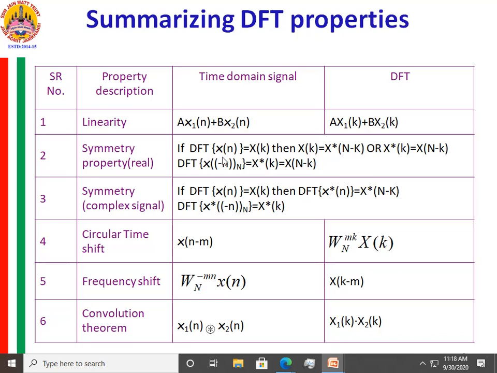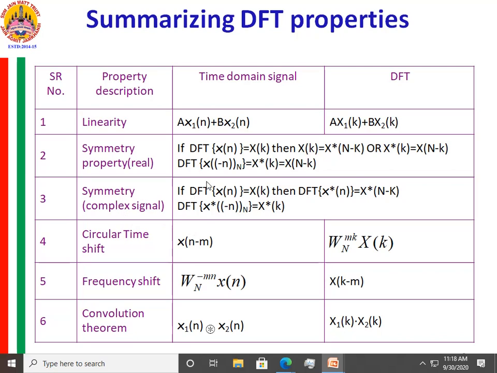We saw that the DFT of x of n is X of k. If x of n is real, then X of k is equal to the conjugate of X of N minus k, or alternatively we can say that the conjugate of X of k is equal to X of N minus k. And the DFT of x of minus n over modulo N is equal to the conjugate of X of k, which is equal to X of capital N minus k.